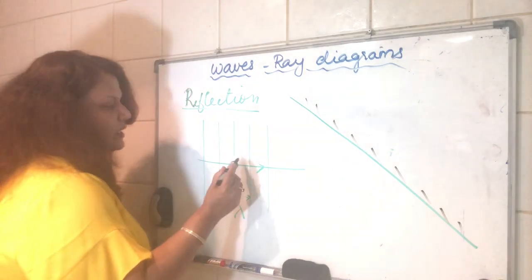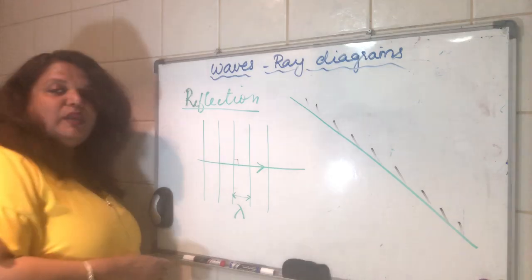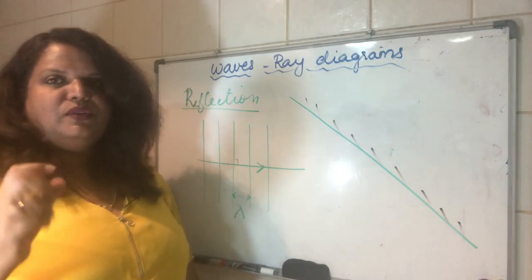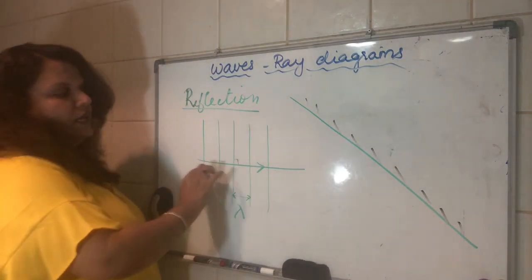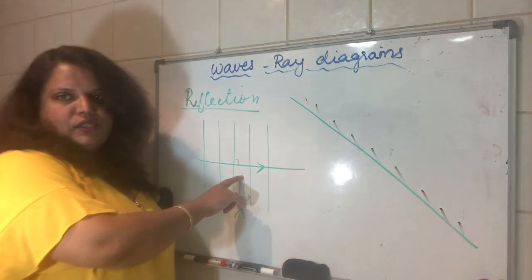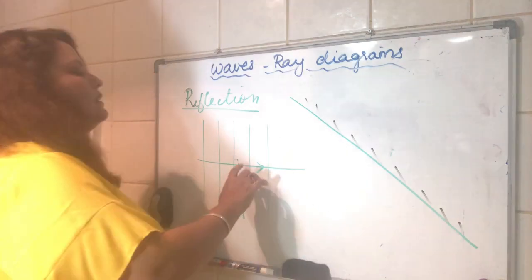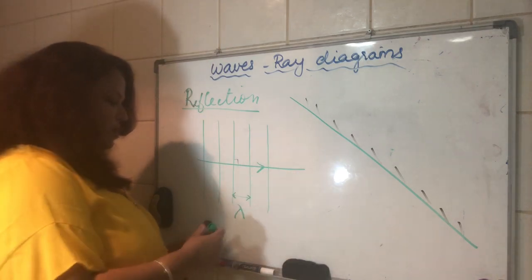Now the angle between the direction of the wave and the wave front will always be 90 degrees to each other. This point you have to remember because that's very important for you to construct accurate diagrams. I repeat, the wave front and the direction of the wave, they both are at 90 degrees to each other. Right? Keep that point in mind. Now, say if this is the direction of the light ray, direction of the water wave.